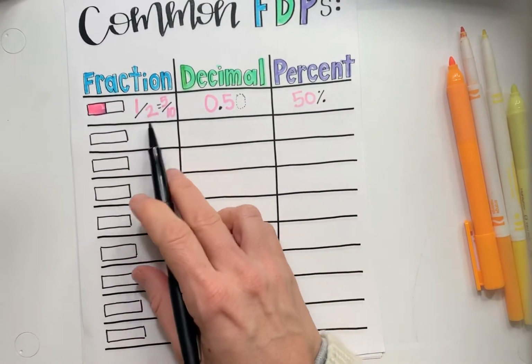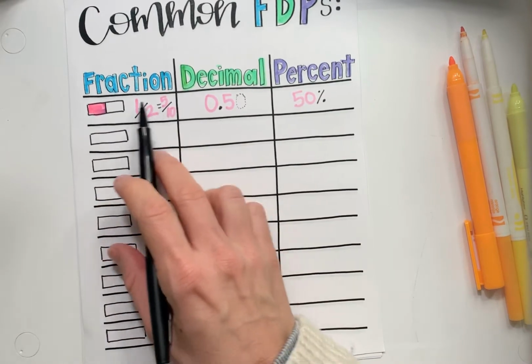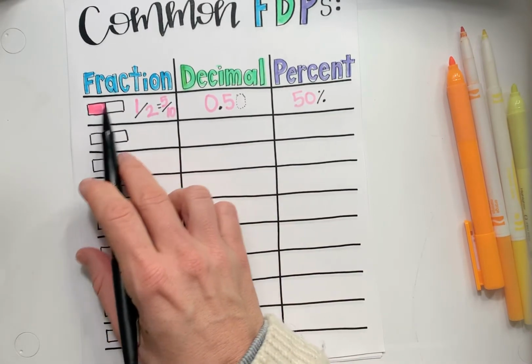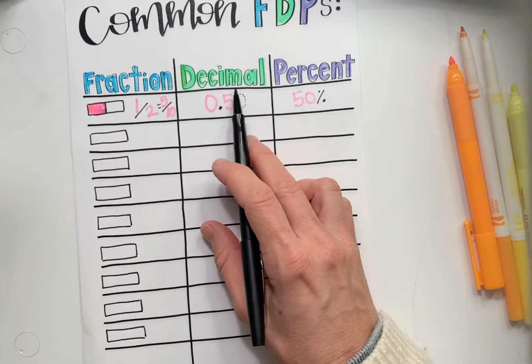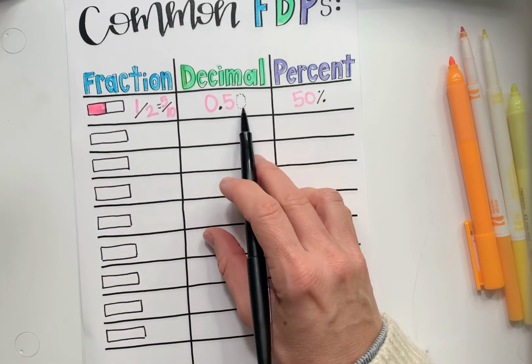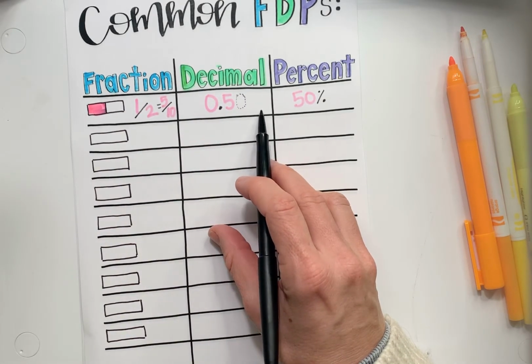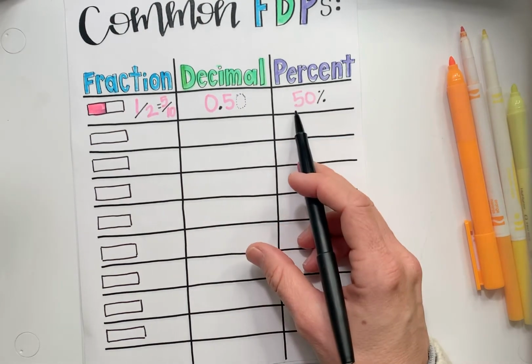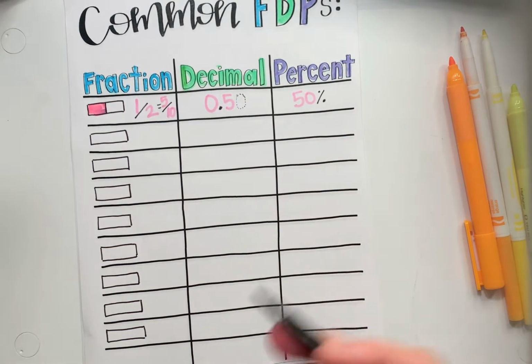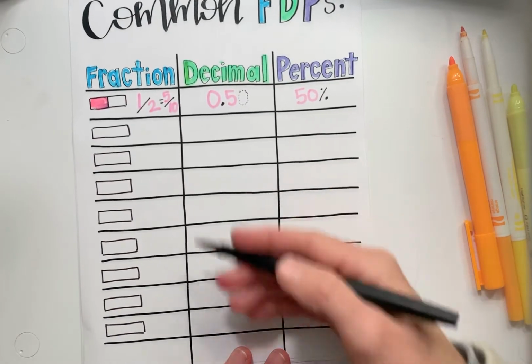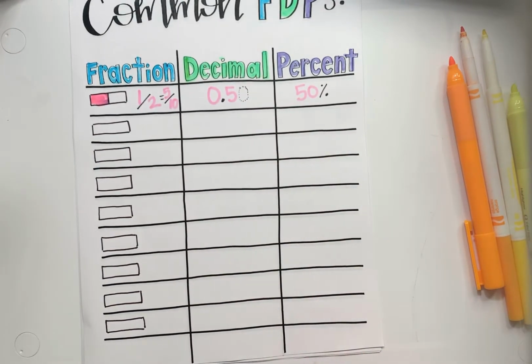So fractions can have any denominator, so it can be broken in any number of pieces. Decimals are always going to be out of tenths, hundredths, thousandths, 10 thousandths, and so forth. And percents are always out of 100. All right, so using that same thinking and process, we'll go a little bit quicker through the next ones.